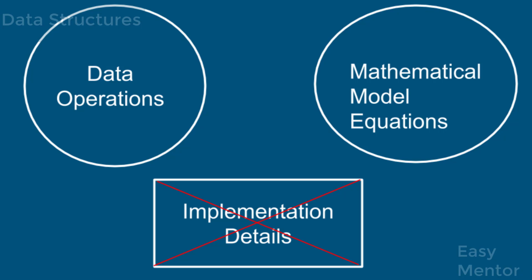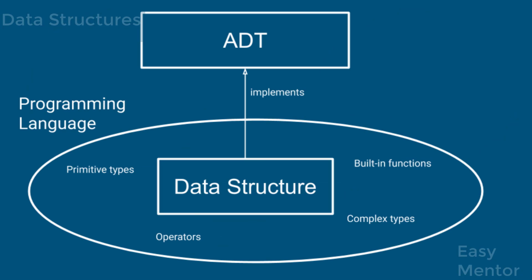What is used to put this mathematical theory into practice? Data structures. Data structures are implementations of abstract data types. Now, data structures depend on primitive, complex types of programming languages to provide a concrete shape to the mathematical model of abstract data types. They also use primitive operators and built-in functions to provide concrete shape to the operations defined in the abstract data types.